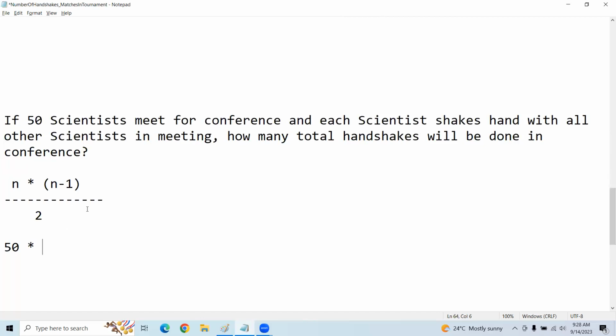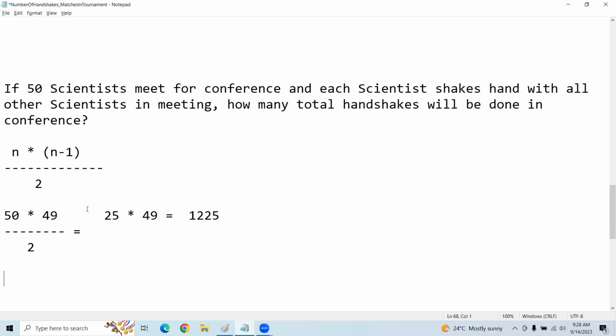Our n is 50. So n minus 1 will become 49, divided by 2. So 50 by 2, we will get 25 into 49. So 25 nines are 225, 22 is carry, 25 fours are 100. 100 plus 22 will get 122. So we have a total of 1225 handshakes. Okay, so n into n minus 1 by 2.